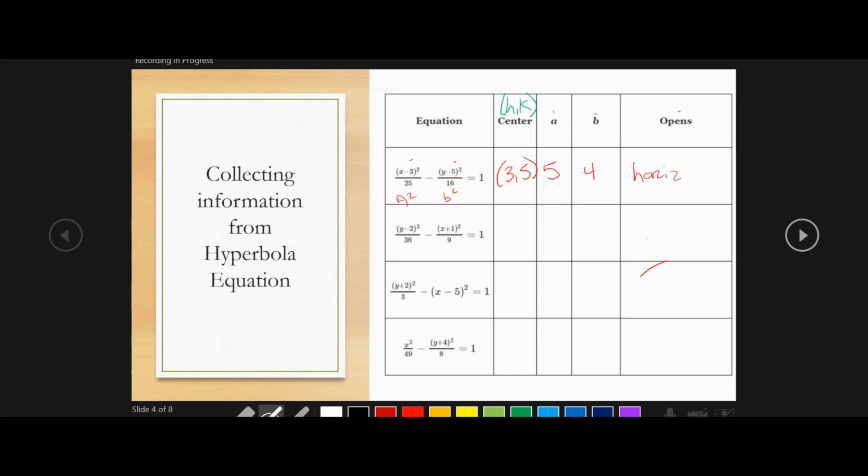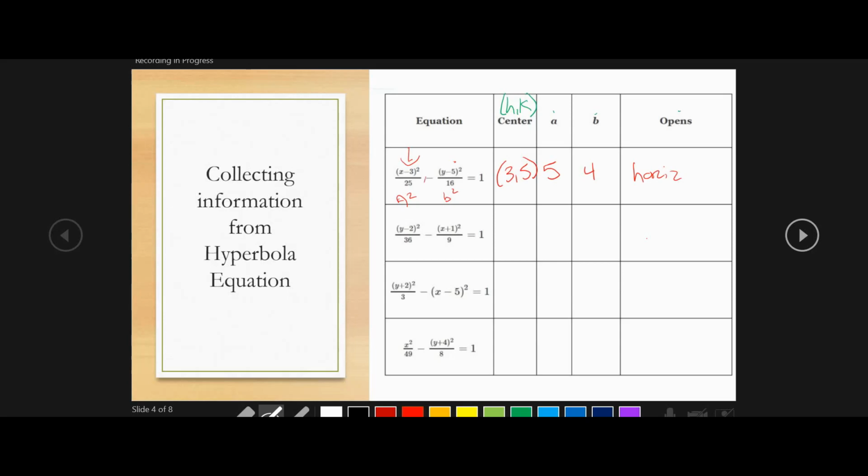And again, the reason it's horizontal is essentially because the x is positive. So it's not quite like the ellipse. The ellipse had the orientation based on where a was. When it comes to the hyperbola, the opening, left-right or up-down, is going to be based on which one is positive.